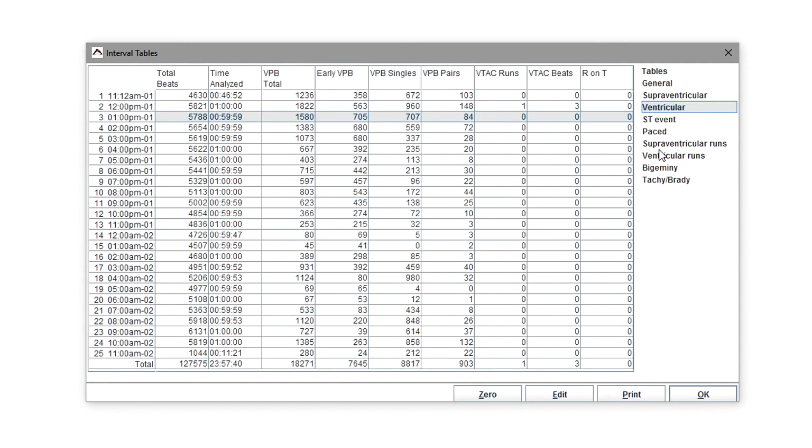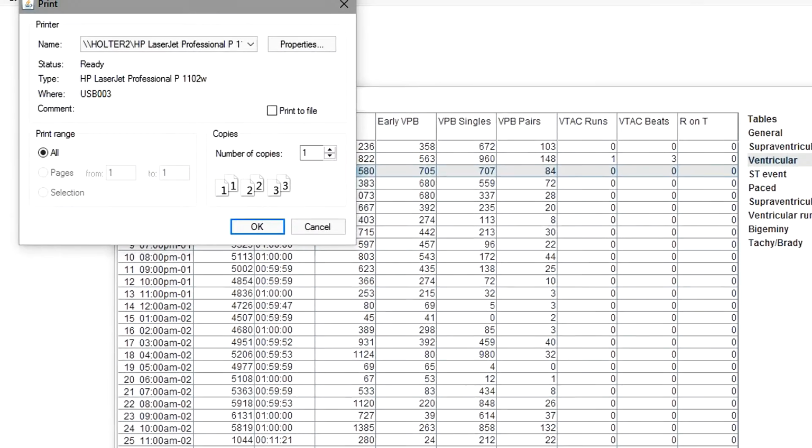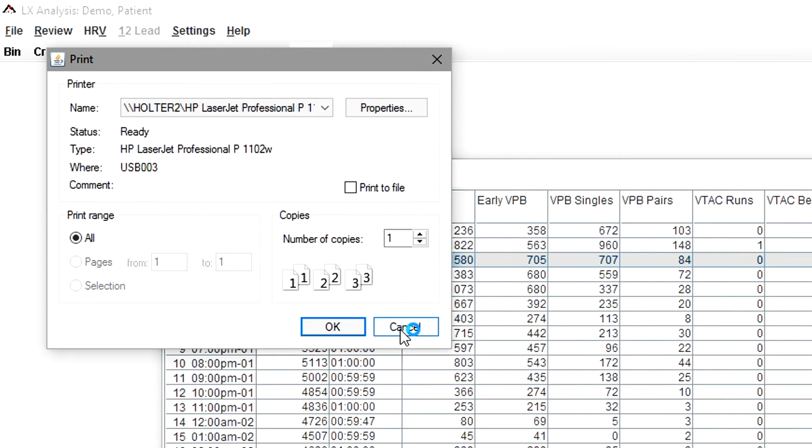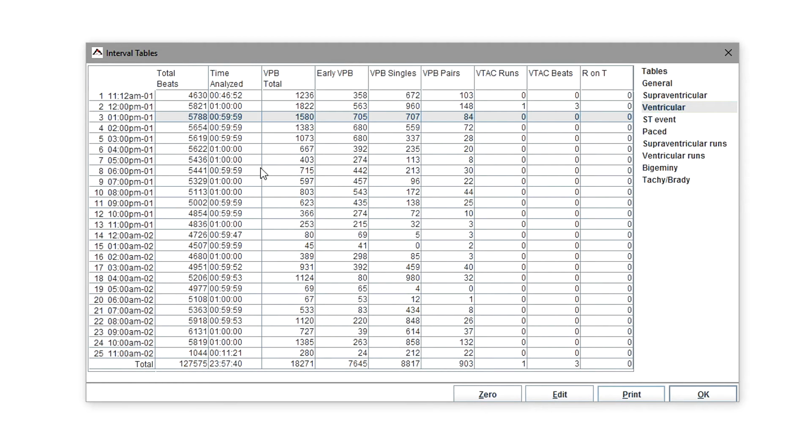Printing tables. To print a display table, click Print to open the print window, then click OK to print. Click Cancel to close the window without printing. Closing the tables window. Click the OK button to close the tables window.